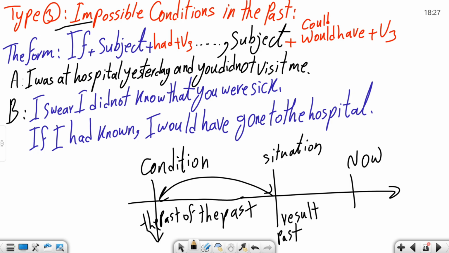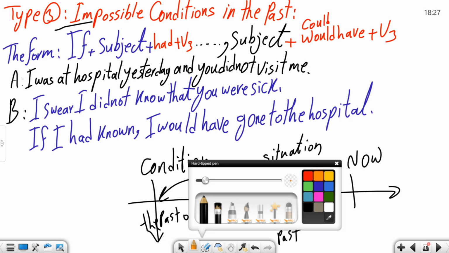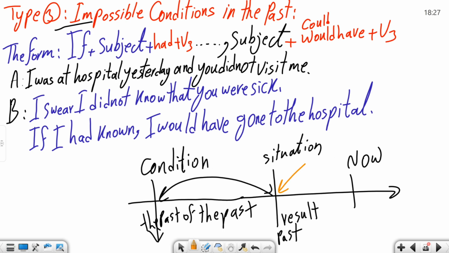Let's take some examples. First example here: one of my friends tells me, I was at hospital yesterday and you didn't visit me. My friend is angry because yesterday he was at hospital and I didn't visit him. So the situation happened when in the past? This is the result. I didn't come. So what shall I say to my friend here? I tell my friend, I swear I didn't know.